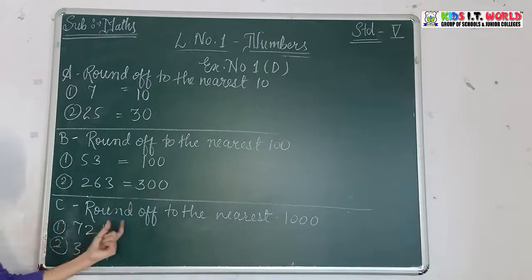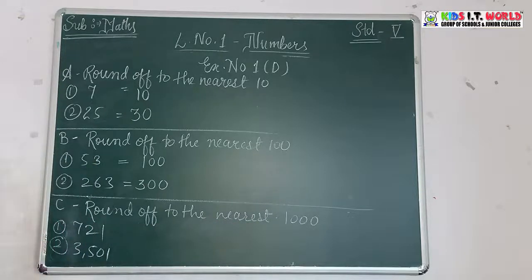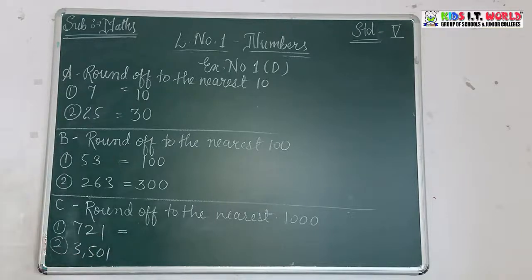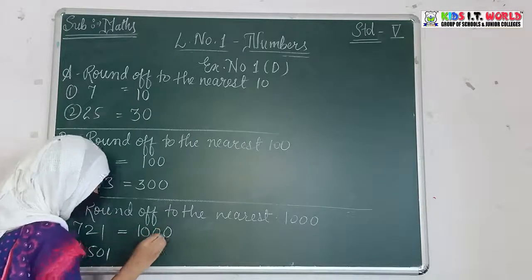Question C, round off the value to the nearest 1000. Here 721. Here the 721 is greater than 500. So its rounded value will be 1000.